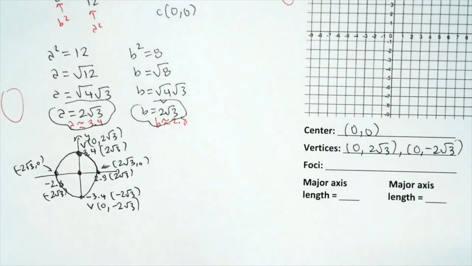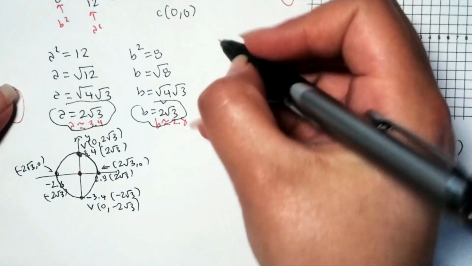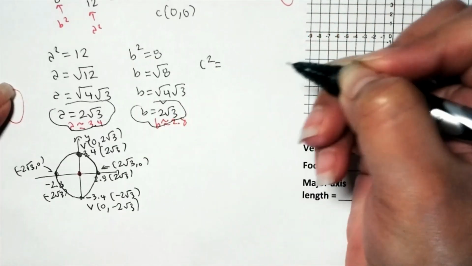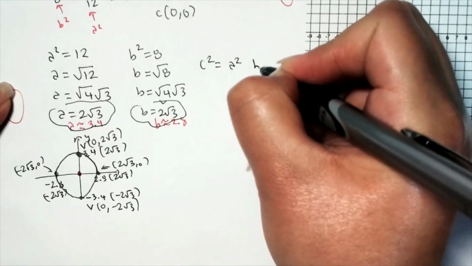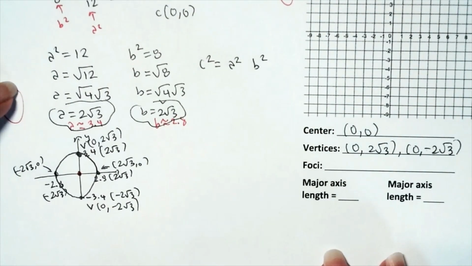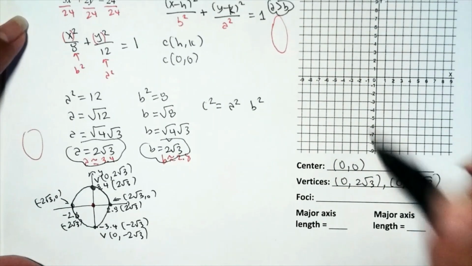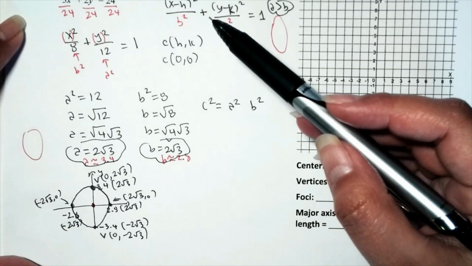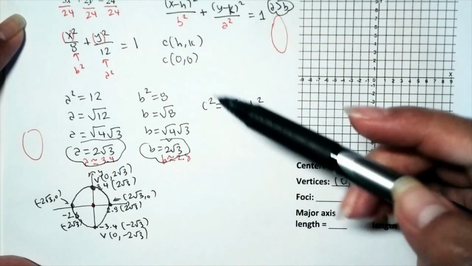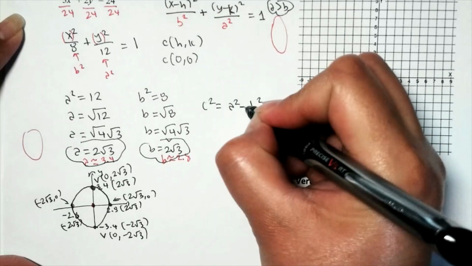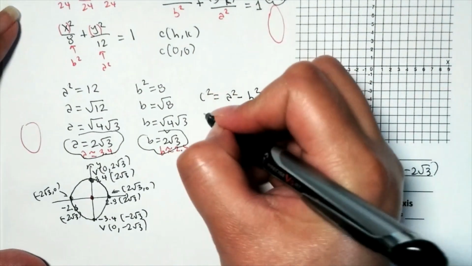Now, what about the foci? Remember, we need to find c. Let's write down the formula. We have c squared equals a squared something b squared, and then I wonder, is it plus b squared or minus b squared? Just remember, for an ellipse, whatever you need for the a squared and b squared relationship, for c squared you're going to do the opposite operation, or minus. So let's plug and chug.